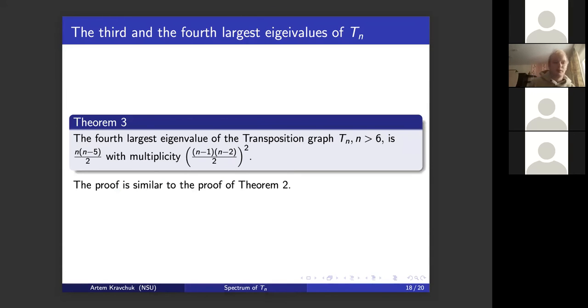Next theorem is about the first largest eigenvalue. The first largest eigenvalue of the transposition network graph Tn, for n greater than 6, is n(n-5)/2 with multiplicity ((n-1)(n-2)/2) squared. The proof of this theorem is very similar to the proof of theorem 2, so we won't waste time proving it.